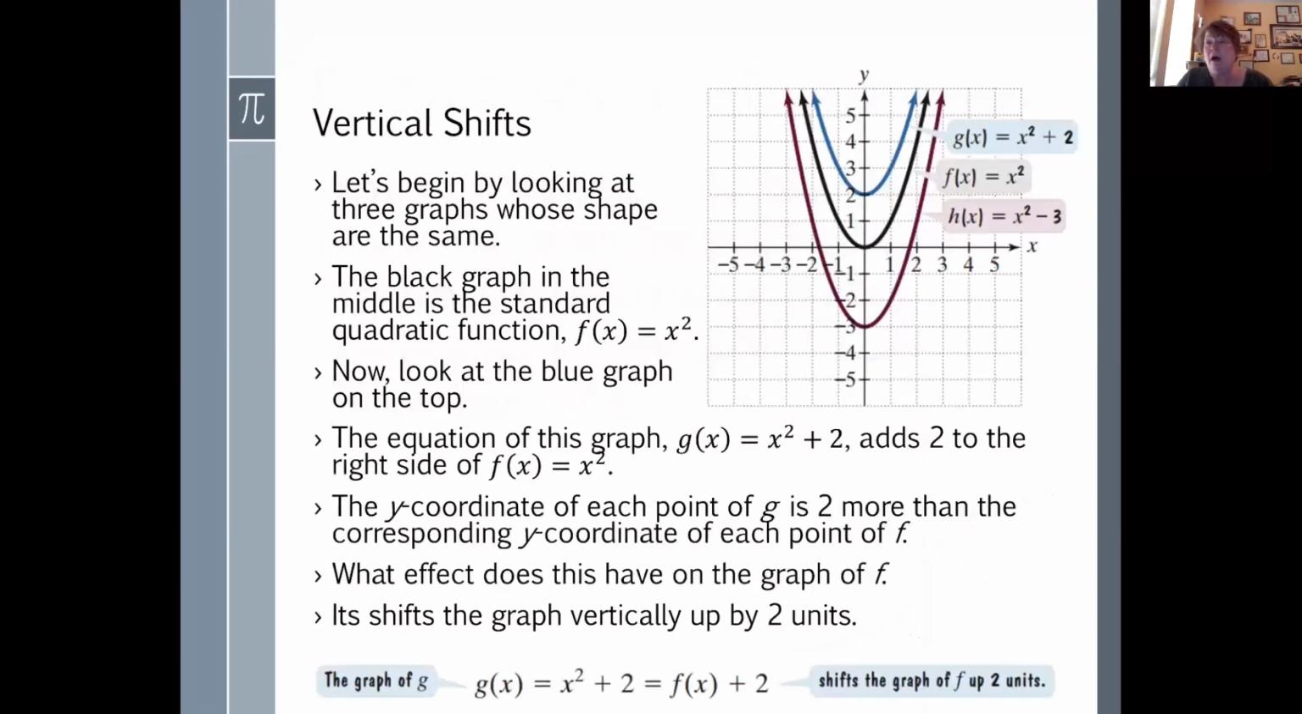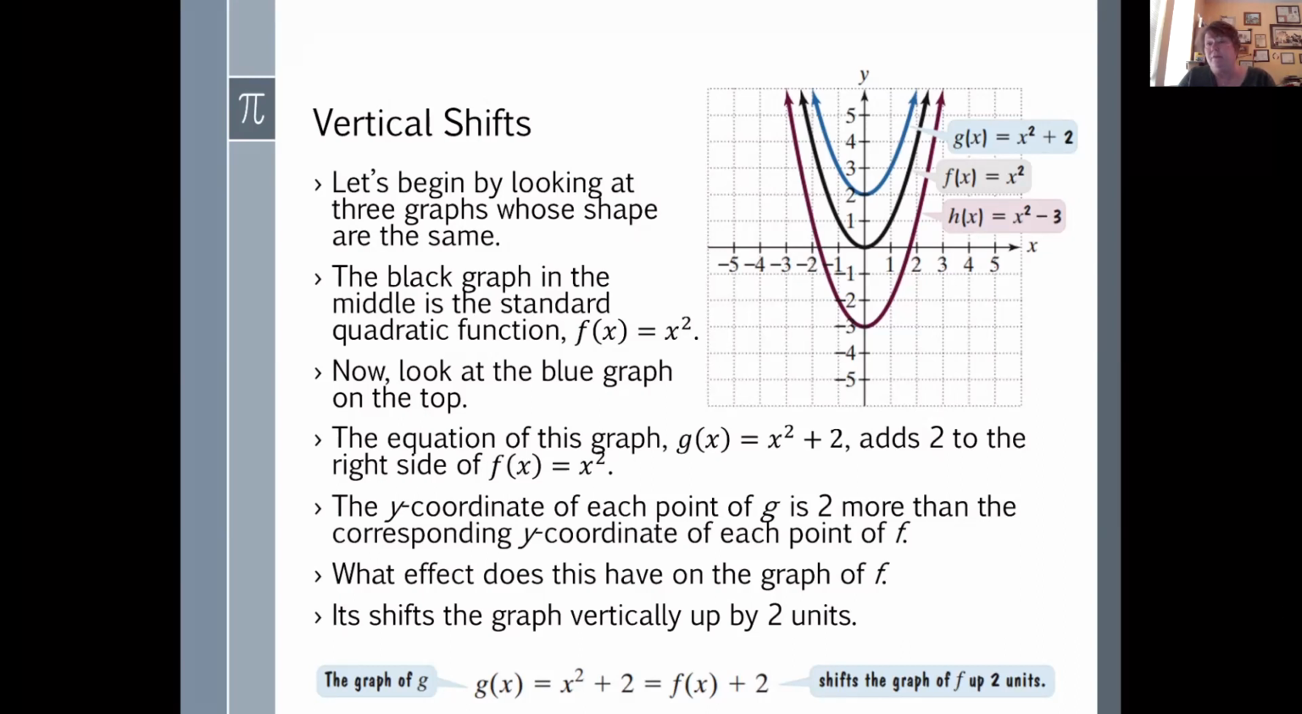All right, let's talk about vertical shifts. Let's begin by looking at 3 graphs whose shape are the same. So we're looking at the standard quadratic function, and then we're going to do something to our standard quadratic function. The black graph in the middle is the standard quadratic function, f of x equals x squared. So we've graphed the standard quadratic in black.